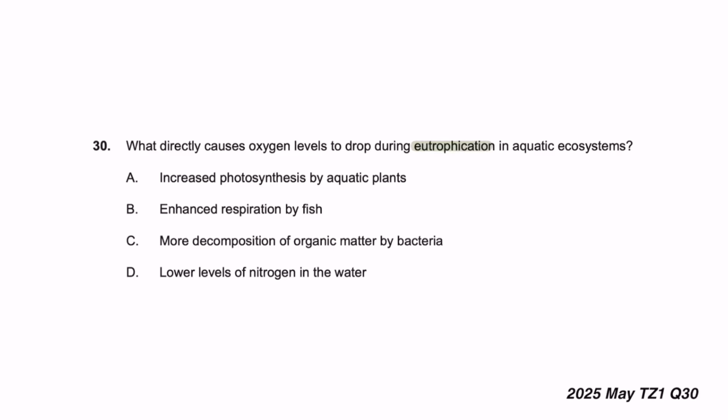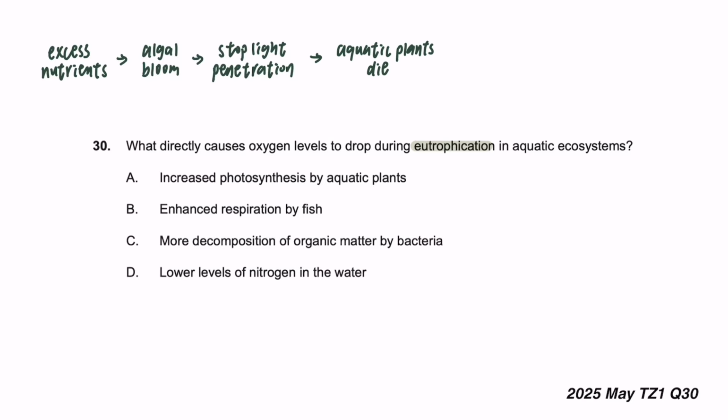Eutrophication is caused by excess nutrients in rivers. The presence of excess nutrients causes an algal bloom, an increase in algae population. Algae covers the water surface and prevents light from penetrating. This kills the aquatic plants and increases the amount of dead matter in water. So the size of bacterial population increases to decompose the dead matter, and it will cause the oxygen levels to drop.